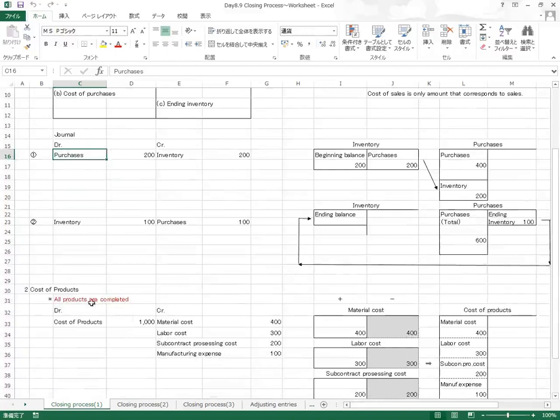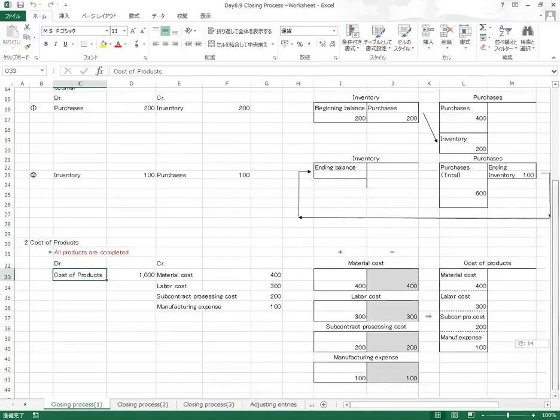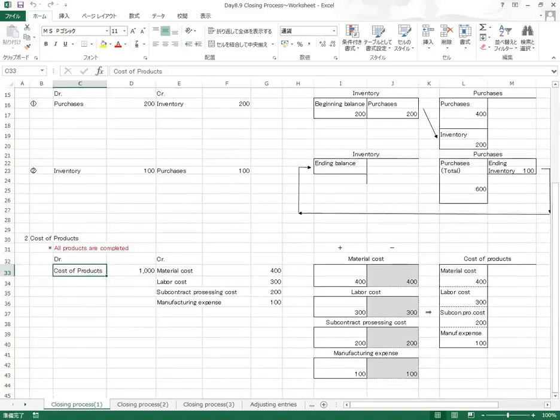And so, the cost of products has 4 elements: material cost, labor cost, subcontract processing cost, manufacturing expense. If all products are completed, change the 4 elements accounts for the cost of products. That is closing process number 1.